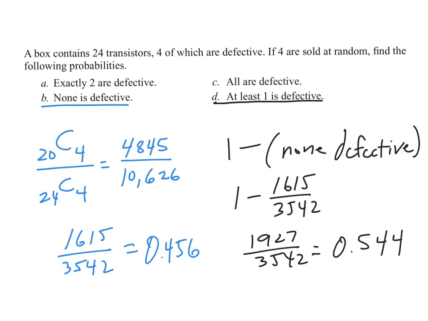Wait, so if we had like 3 piles, we just multiply all 3 together? Correct. If you have 3 piles, 3 buckets, you choose from each of the 3, and you're going to have 3 different combination formulas for each one. Okay? Yes, sir.